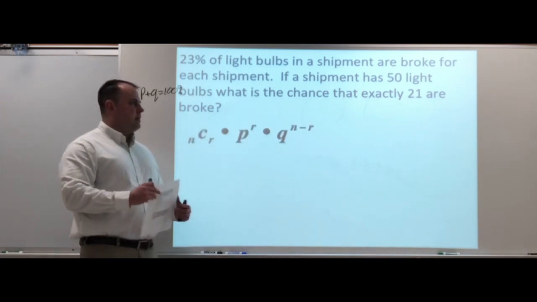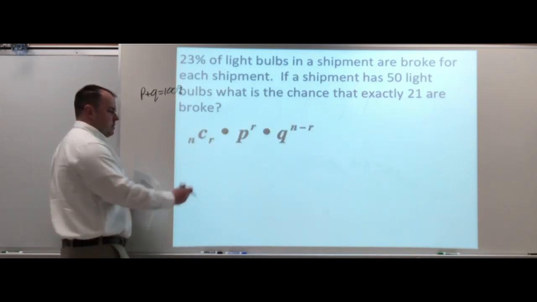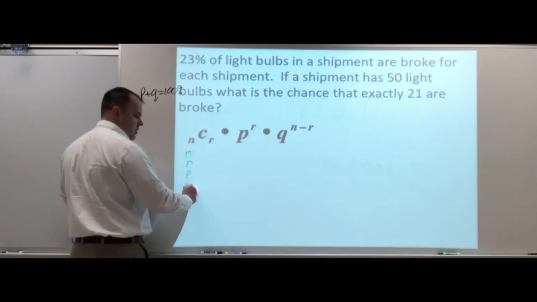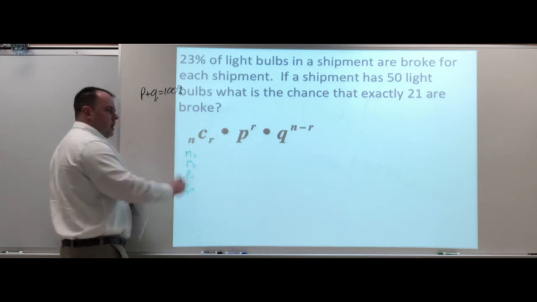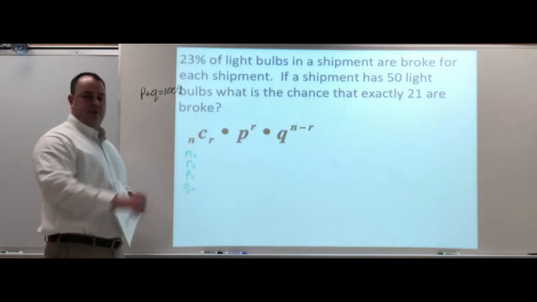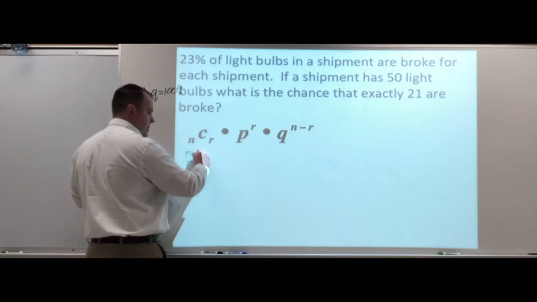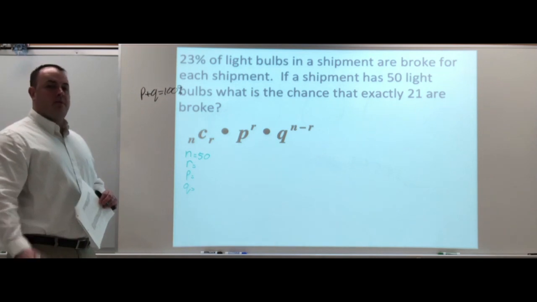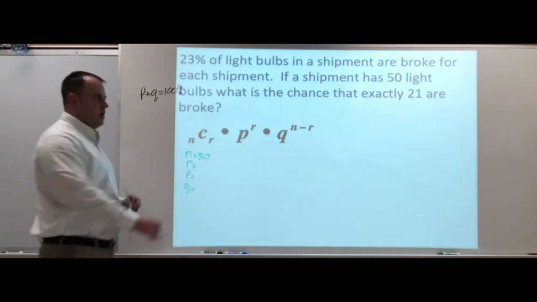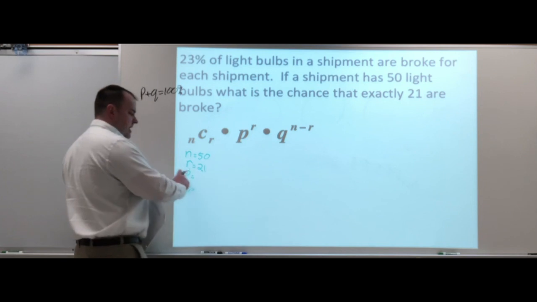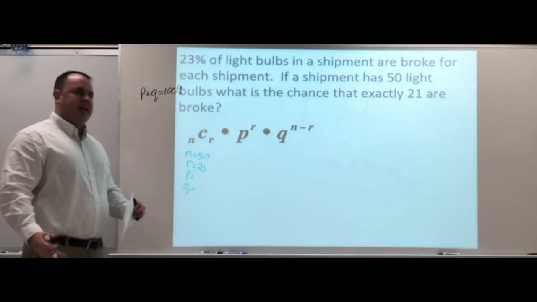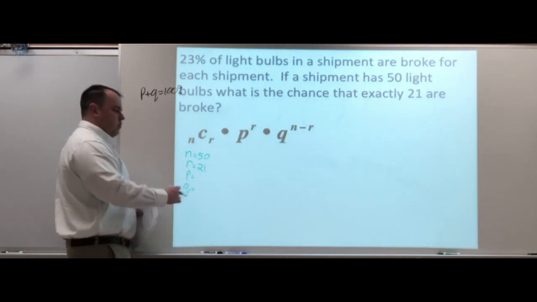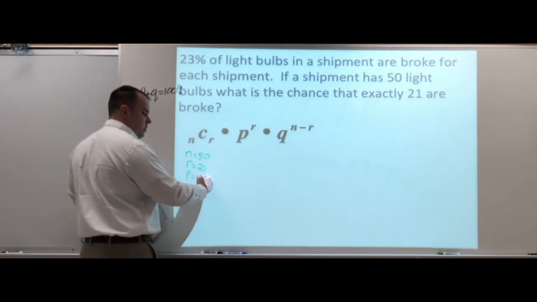We have our formula, and the first thing you should do is figure out what all of our values are: our n, our r, our p, and our q. Our n is our total number of trials. There are 50 total light bulbs in a shipment, so that's our n. We want the probability of exactly 21 of them being broken, so 21 is our r. Our p is the probability of success, so I'm going to put 0.23.